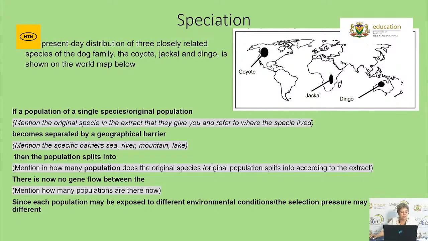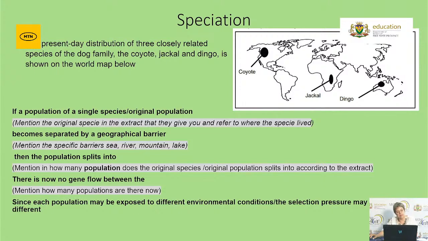And they are now split into how many groups? 1, 2, 3. They are split into three groups, three different populations. And then we will say there is no gene flow between the three populations, and the three populations undergo natural selection independently, and they could not mix, or even if they are mixed together, they cannot produce fertile offspring. So now there are three different species, and you refer to the different species as coyote, jackal, and dingo.